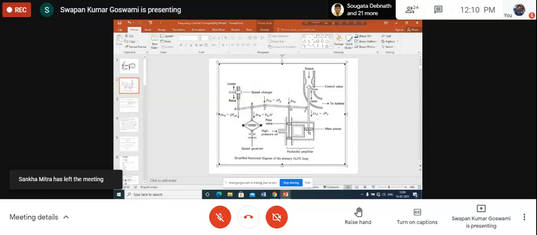As a result, the main piston will move down. As the main piston is moving down, opening of the steam valve will increase. As opening of the steam valve is increased, there will be more steam entering into the turbine, meaning turbine torque is increased. As turbine torque is increased, speed of the generator will increase. With the speed of the generator increased, what will happen now? The delta will increase, so accordingly the delta power output of the generator also will increase.